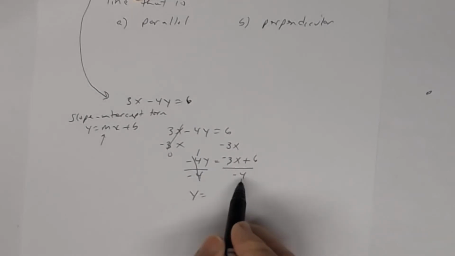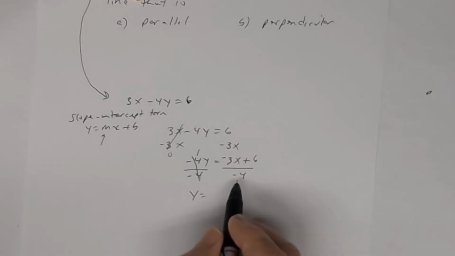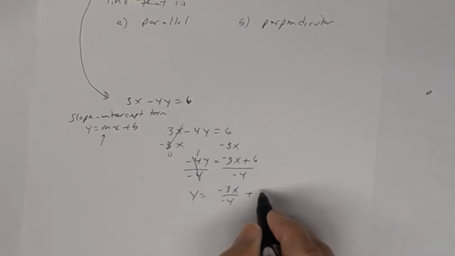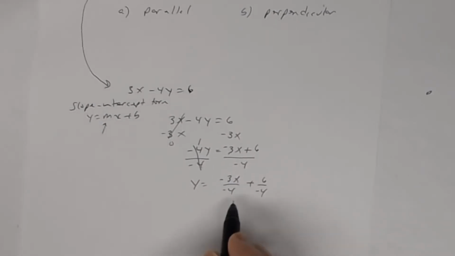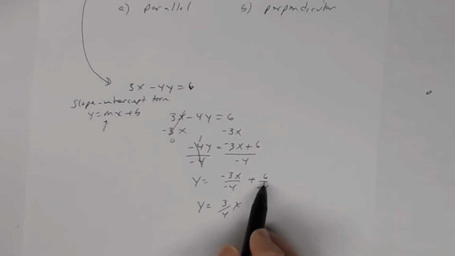Then what we're going to do here is rewrite this as two separate fractions. Write what you see. I see a negative 3x divided by negative 4. Write it out, just like this. Plus, I see a positive 6 divided by negative 4. Now let's simplify this. Y equals, and first of all, a negative divided by a negative is a positive. You need to know that and use that fact. So that's 3/4 x. And over here, a positive 6 divided by negative 4 reduced is negative 3/2.